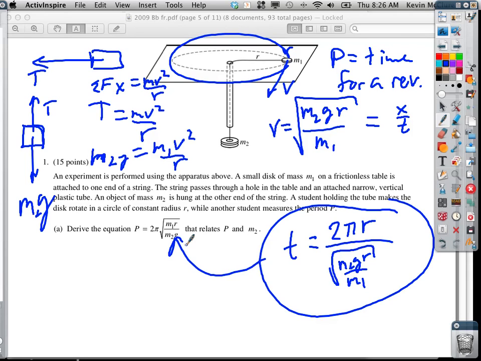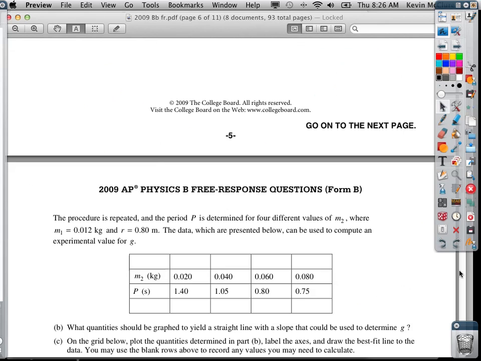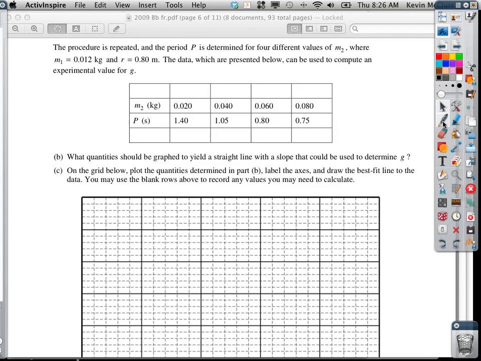Questions? All right, well, I'm gonna take you at your word and we're gonna move on. So this looks like the second part of this problem. They did this experiment where they spun it around and then they measured 4 masses. They're trying to find the value for G. So what quantity should be graphed to yield a straight line with a slope that can be used to determine G? So this is that thing again that I mentioned that's about fractions.